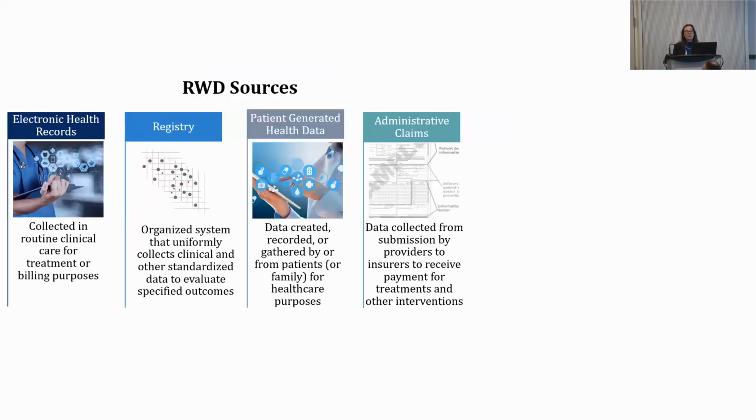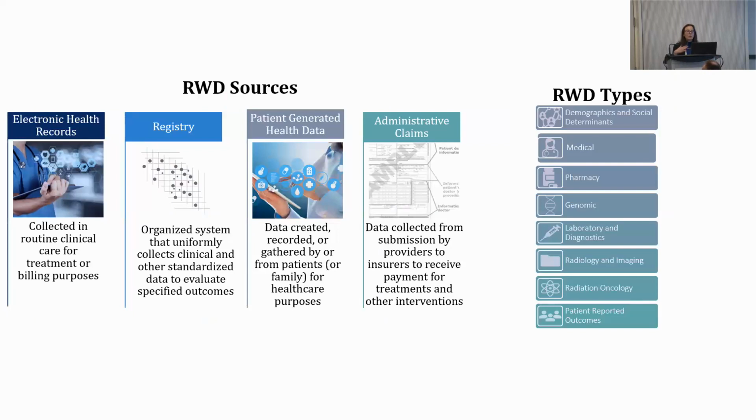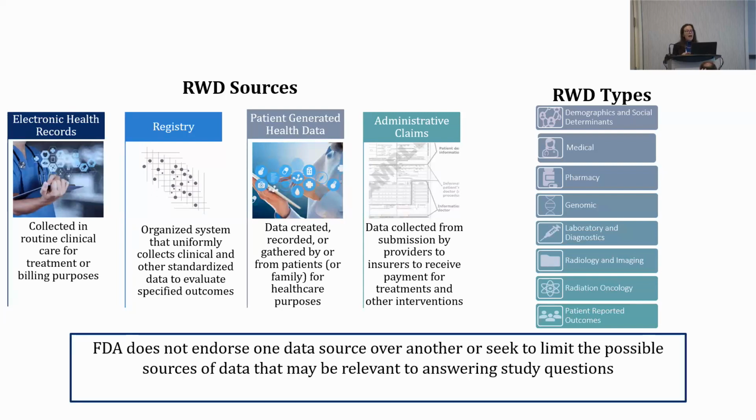And within the context of the sources, there are a variety of real-world data types. So within each of the sources, you can have information such as demographic and social information, pharmacy information, radiology information, and patient-reported outcome data. The FDA does not endorse any one data source over another or seek to limit the possible types of data sources that can be relevant to answering study questions.